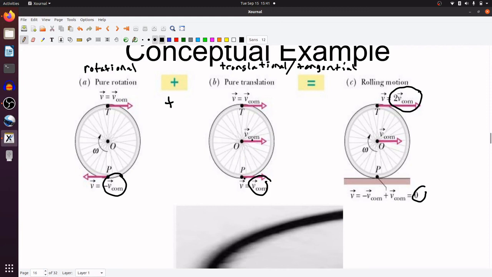And remember, this only works for what's called rolling motion, objects that are both rotating and have translational or tangential speed. And so that's why you see the spokes of a tire on the bottom, but see a blur at the top. That's due to the combination of translational and rotational motion.